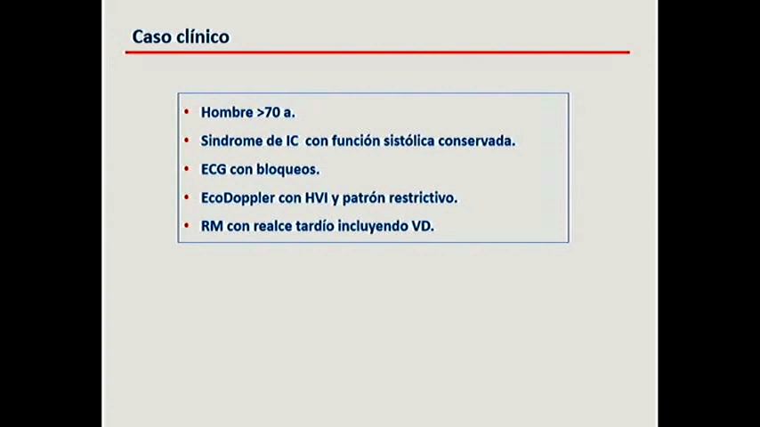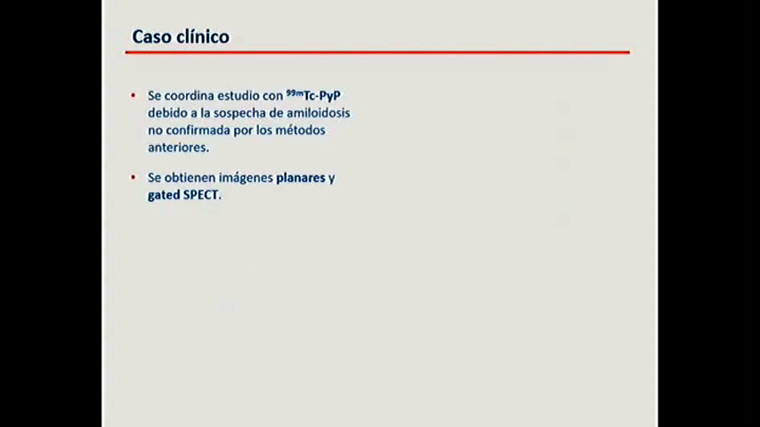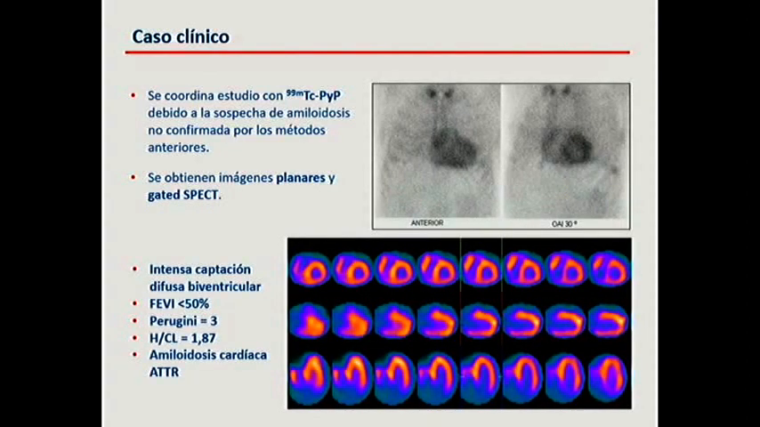So since it was a man older than 60 years with cardiac insufficiency with preserved diastolic function, and with a blocking of the right branch and the anterior left branch, and also a late enhancement MRI in the right ventricle, this led to a strong suspicion of cardiac amyloidosis, and we conducted SPECT with this patient.